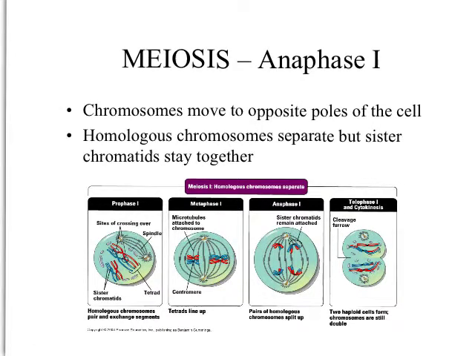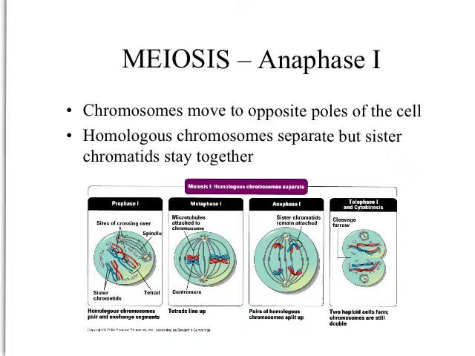Next up, we have anaphase 1. So again, just like in mitosis. If you know mitosis, you'll know meiosis. It's just kind of an extra step along the way. So the phases are called the exact same thing. So this one is anaphase 1.